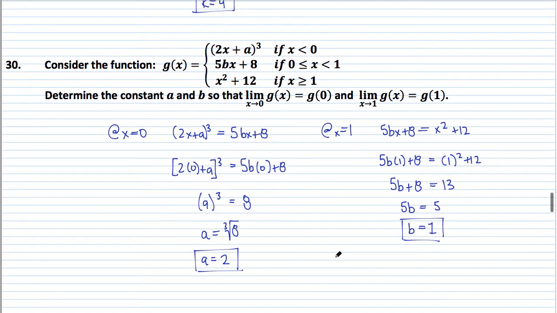So this is quite simple. You're simply setting two sides equal to each other to make sure that they approach or end up at the same value at some particular x coordinate.